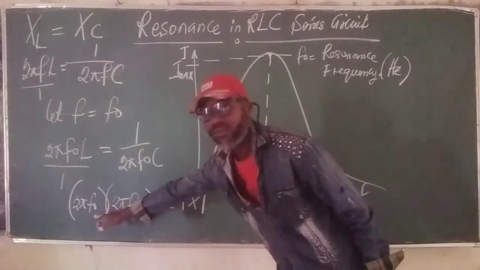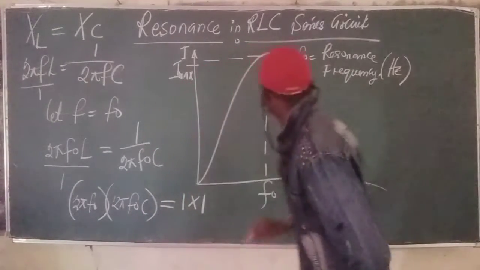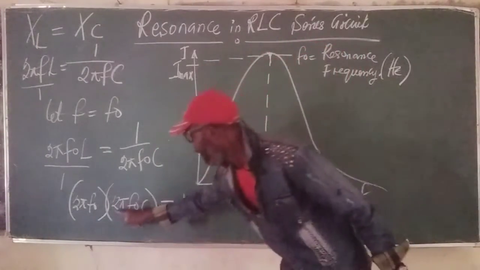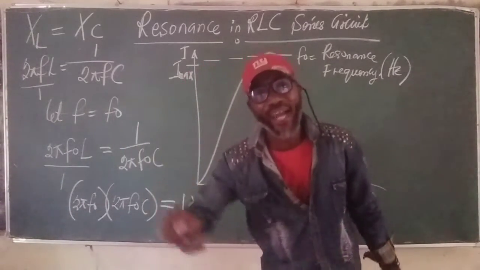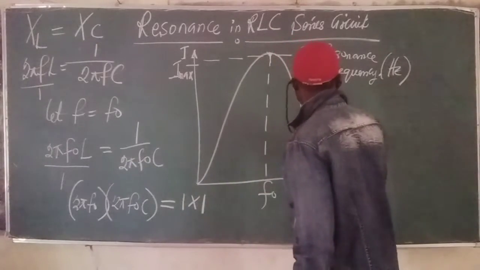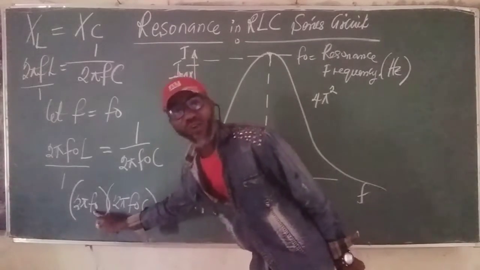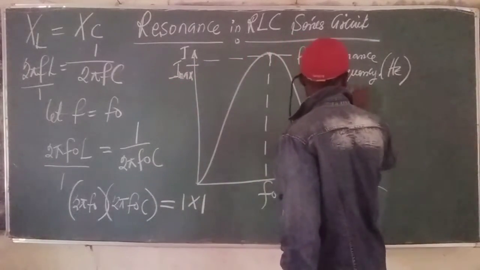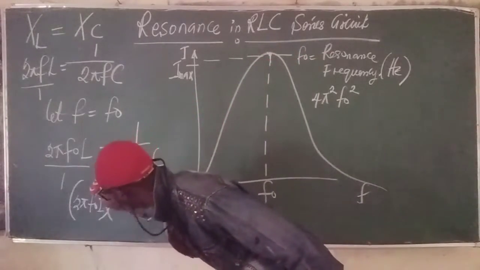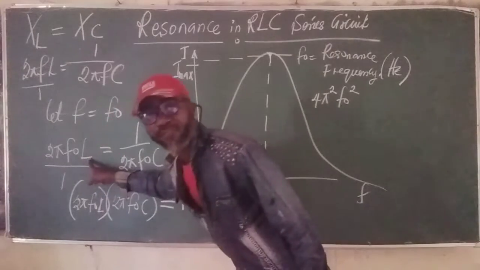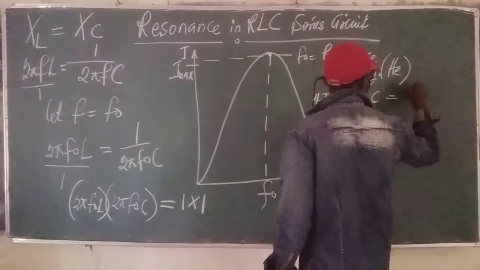We clear this out. How do we clear this out? It's very simple. We need to know that 2 pi times 2 pi is going to give us 4 pi squared. And then f naught times f naught will give us f naught squared. And we have C against L. Of course, there should be L here. That is it. Now C goes against L. We have L C, all equal to 1.